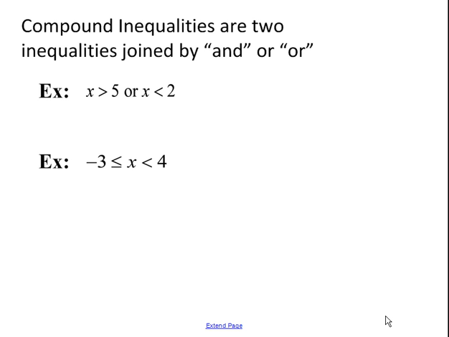Okay, I am back with section 1.6, part 2. Right now we're going to talk about compound inequalities. Compound inequalities are two inequalities joined by either an "and" or an "or." If it's "or," it's going to be spelled out with the word or. If it's "and," it's not spelled out, and it's going to look something like this. So notice this does not have the word "and," but that's what it means.